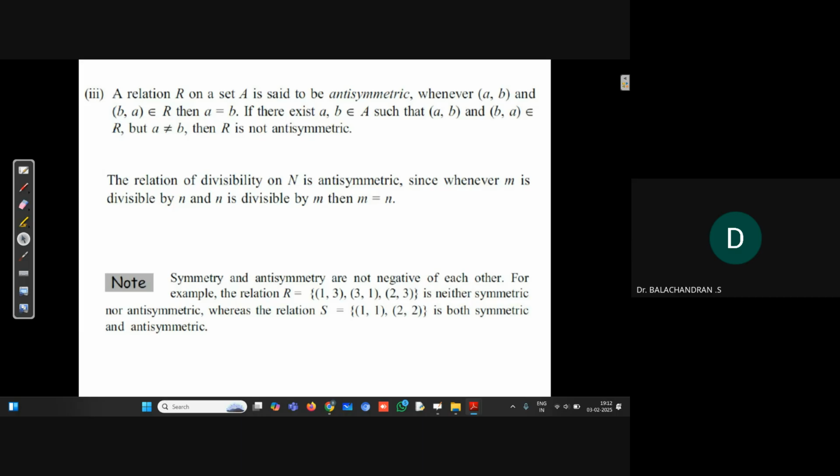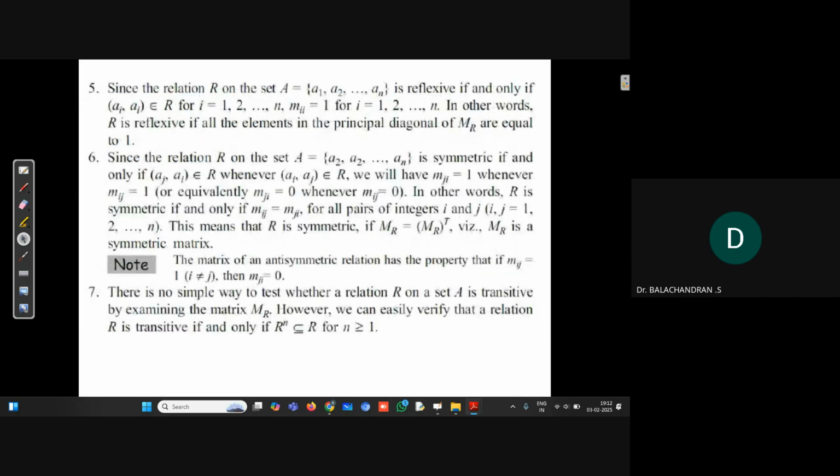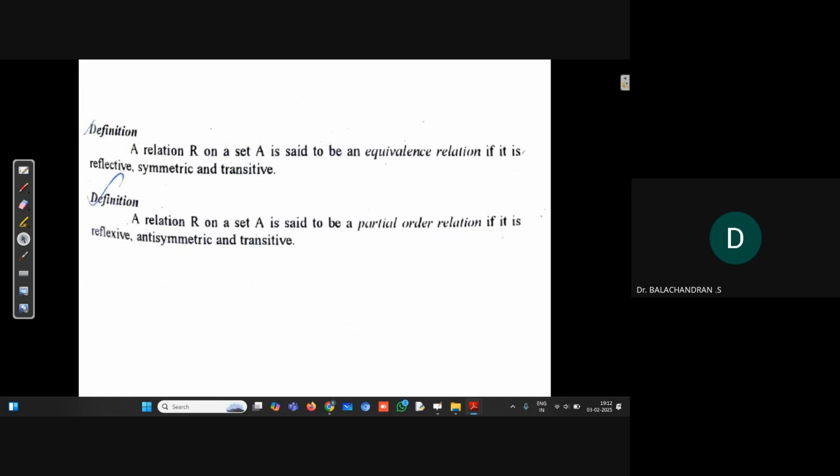So if you have any doubt in the previous class lectures, you can ask me. And then a relation R on a set is an equivalence relation if it is reflexive, symmetric, and transitive. A relation R on a set is said to be a partial order relation if it is reflexive, antisymmetric, and transitive.